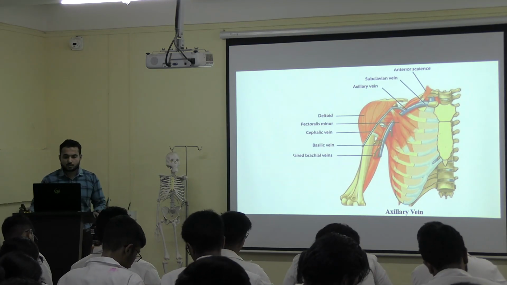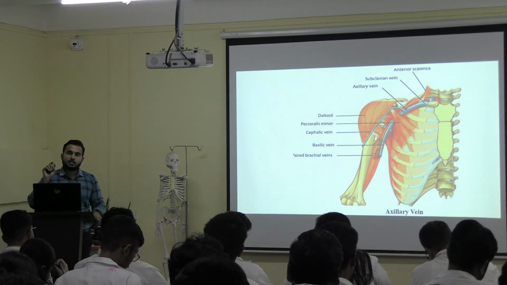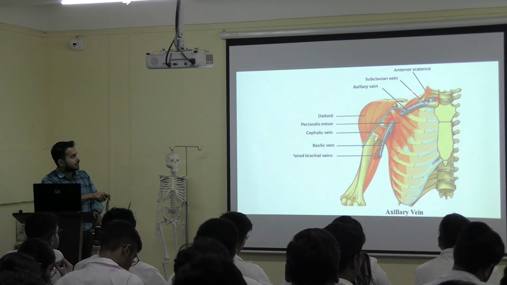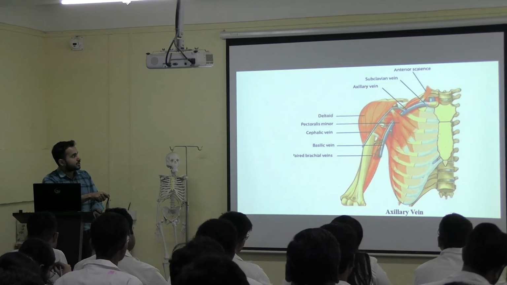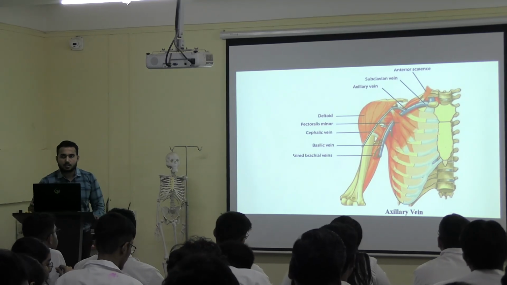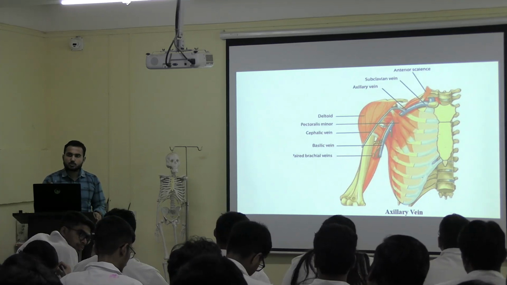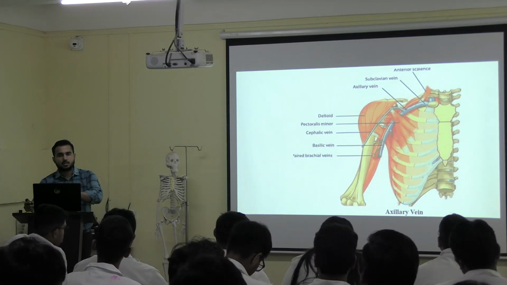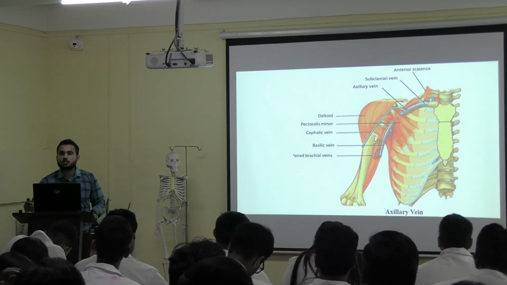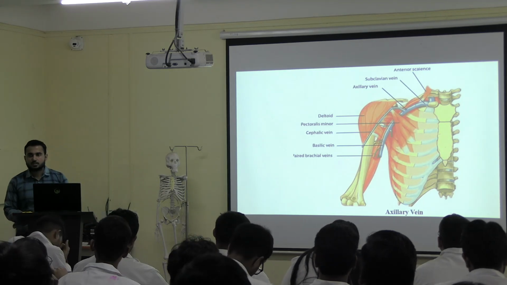So that is the origin. Now what will be the termination? Okay, when it reaches the outer border of the first rib, at that time it continues as the subclavian vein. That is the termination of the axillary vein. Now when the axillary vein is passing through the axilla, you have to know that it is always situated medial to the axillary artery, and in between the axillary artery and axillary vein, mainly the medial cord of the brachial plexus is situated. Okay, and along with that the branches of the medial cord.